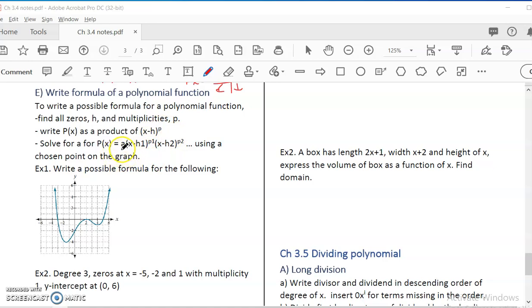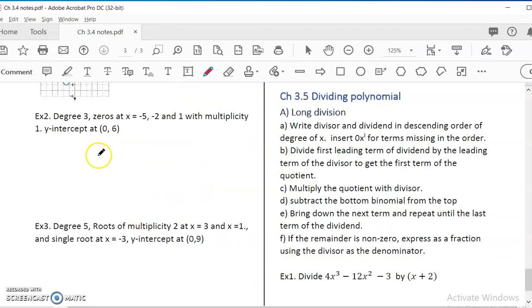Then you need to give a coefficient a before the product. You need to solve for a because a is something that you don't know. So you would choose a point, usually the y-intercept. You can read off the y-intercept unless it is not a whole number. If it is, then you use it, and you would be able to solve for a, and then that would be the formula.